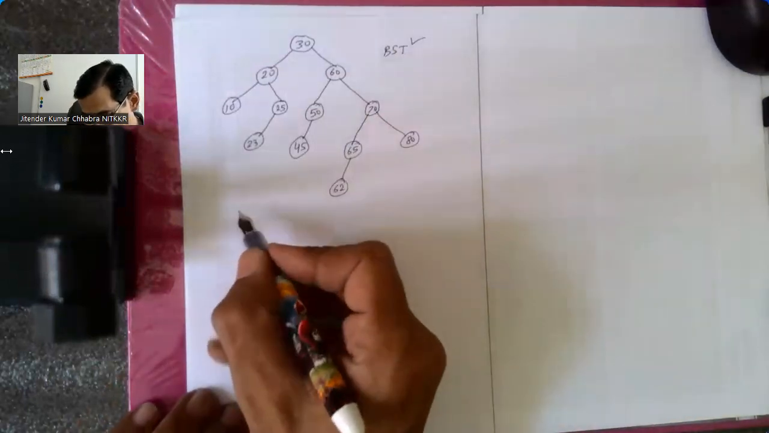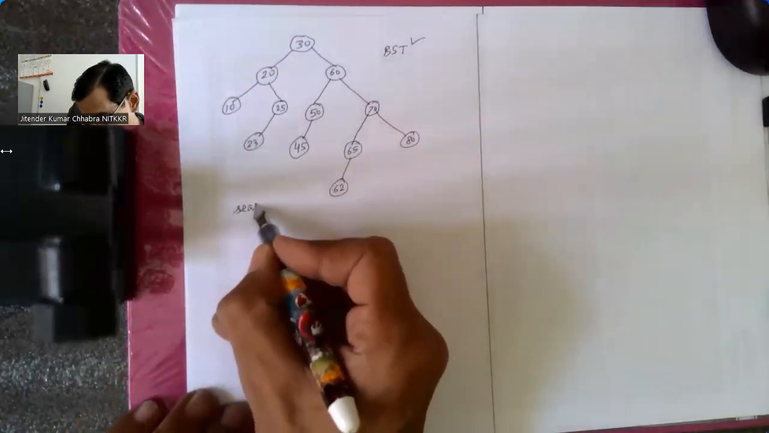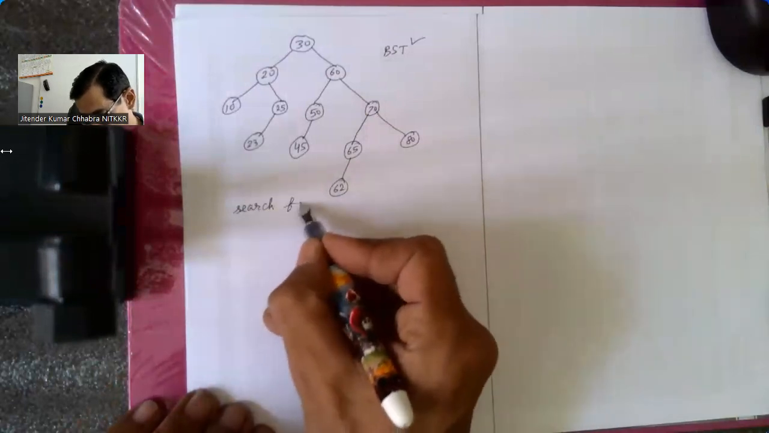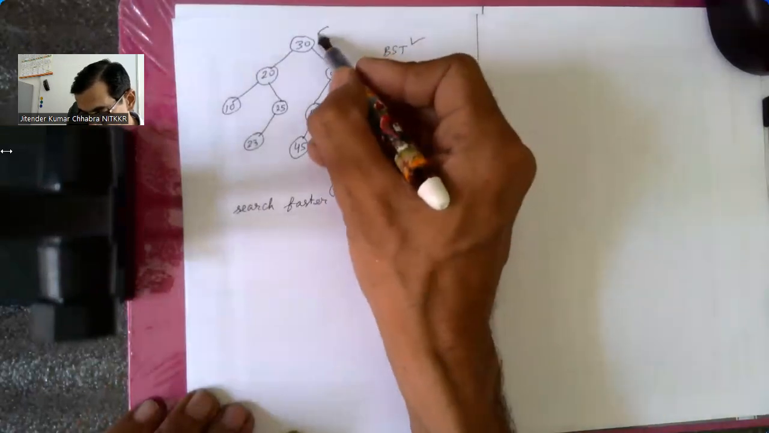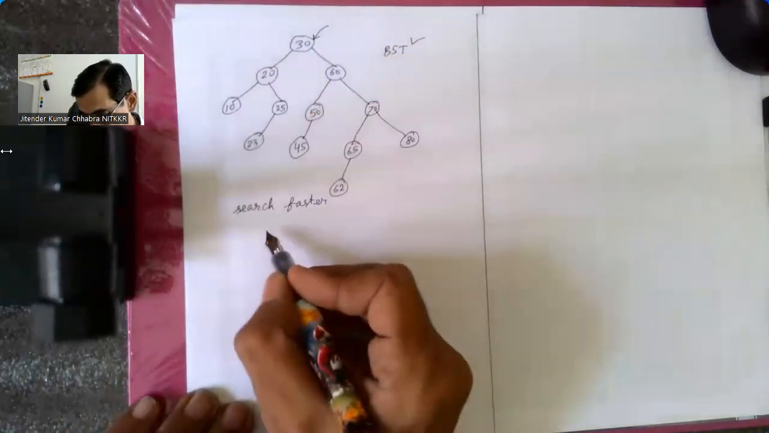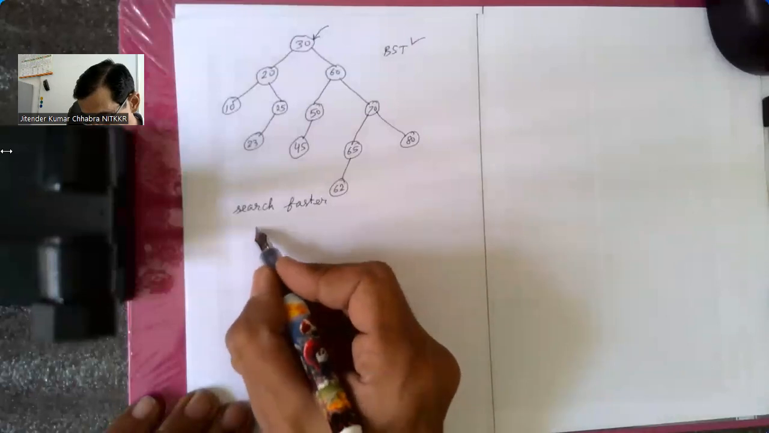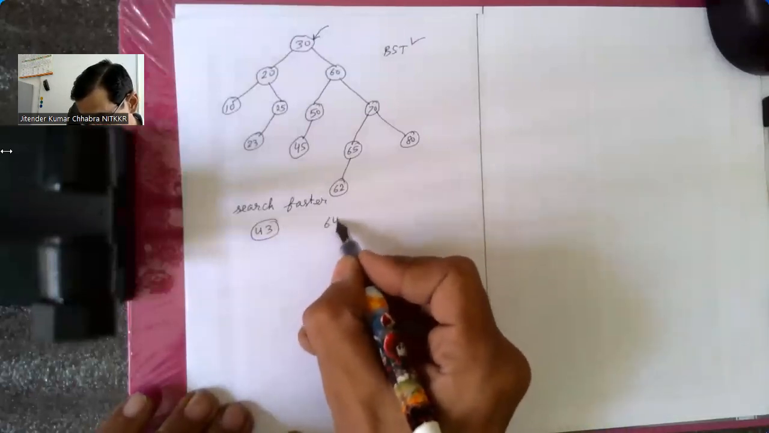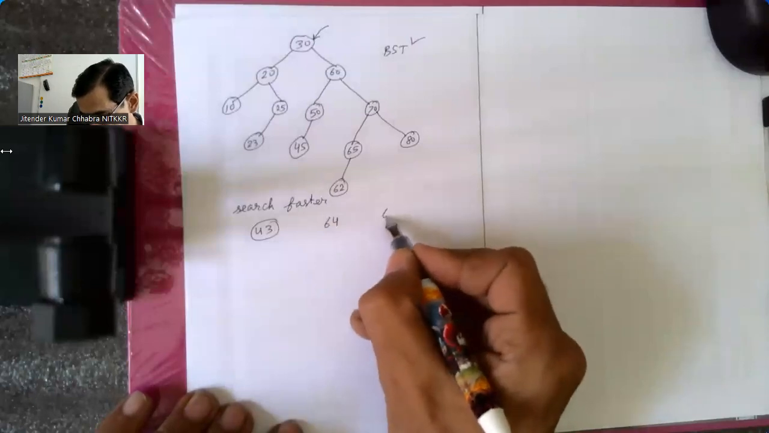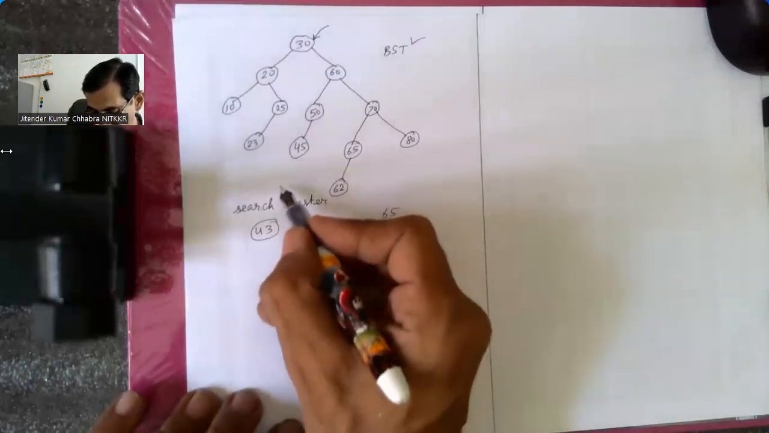Now I say search can be made much faster. The reason being, once you are comparing the value with 30, let's say I want to search for value 43 or value 64 or let's say value 65, anyone. So let's see one by one.